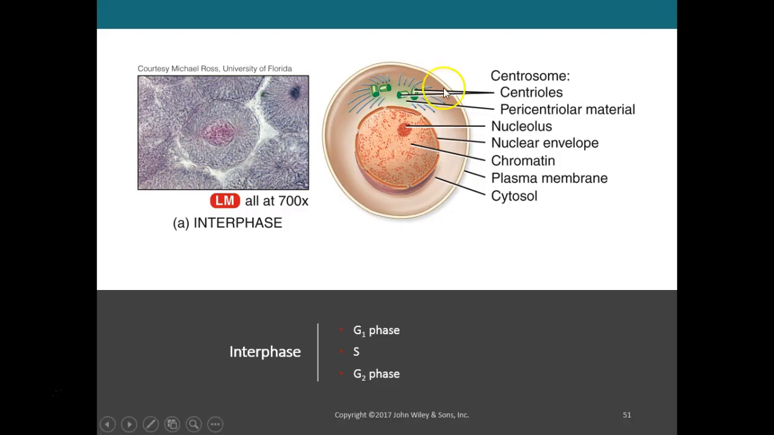So let's look at the next slide here. We're going to look at some cartoon versions as well as some microscopy of cells in each of these phases. So these two cells are in interphase. So you can see the nucleus here. You can see the nucleus here. You can see the cell membrane. And here you see that centrosome made up of the centrioles and the material that surrounds them.